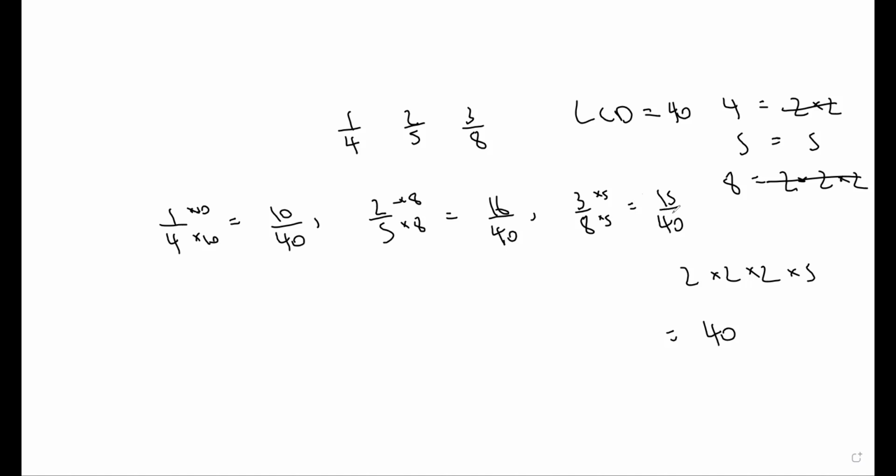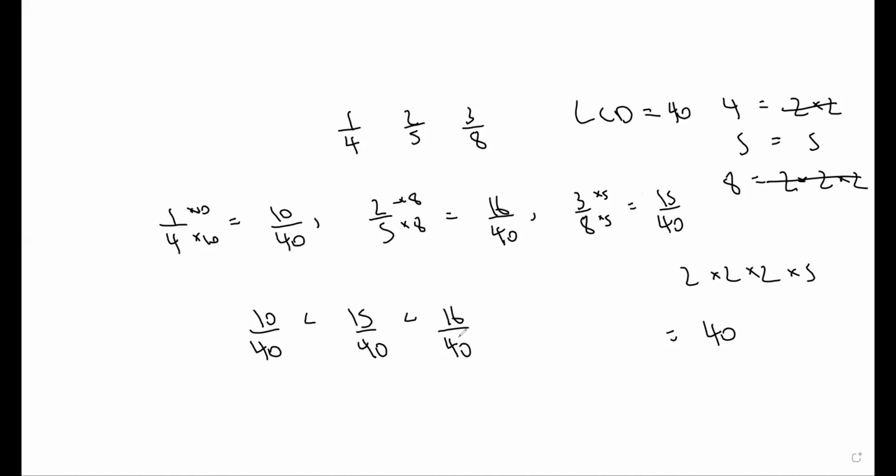So now these are a lot easier to compare. You got 10/40, 16/40, and 15/40. So of course, 10/40 is the smallest one. And this symbol I'm writing is the less than symbol. So it's just a convenient way to order them. Next one would be 15/40, and that is less than the last one, which is 16/40.